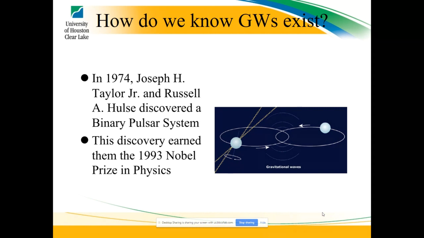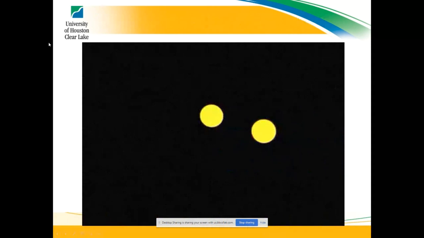If it wasn't for this detection, they would have probably never funded a gravitational wave detector. So this earned them the Nobel Prize in 1993. Now, I want you to just take a note here. They made the discovery in 1974. They won the Nobel Prize in 1993. That's almost 20 years. That's actually how long it normally takes if you make a huge discovery to get a Nobel Prize. So keep that number in mind.